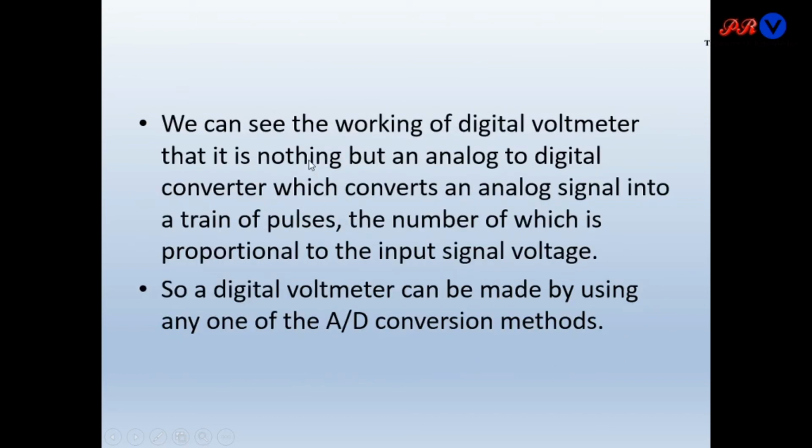We can see the working of the digital voltmeter is nothing but an analog to digital converter, which converts an analog signal into a train of pulses, the number of which is proportional to the input signal voltage. We discussed it earlier. So, a digital voltmeter can be made by using any A to D conversion method. We can use any analog to digital conversion method for measurement of the voltage.